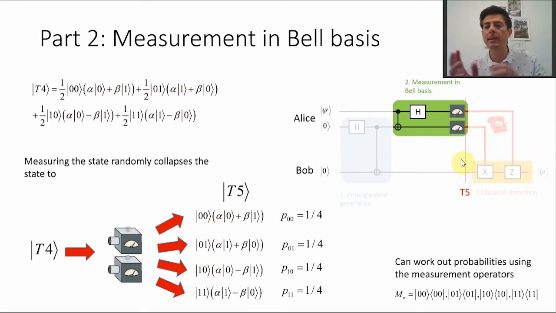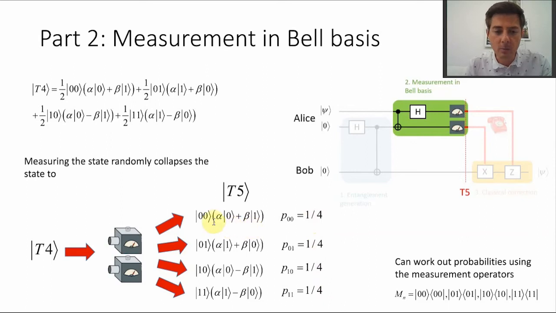Okay, it doesn't matter actually whether you do the measurements simultaneously or slightly, one slightly before the other. It doesn't really matter. You will get basically these 4 outcomes either way. In terms of the probabilities, you can again use your measurement operator method to work out that the probabilities are a quarter for each outcome.